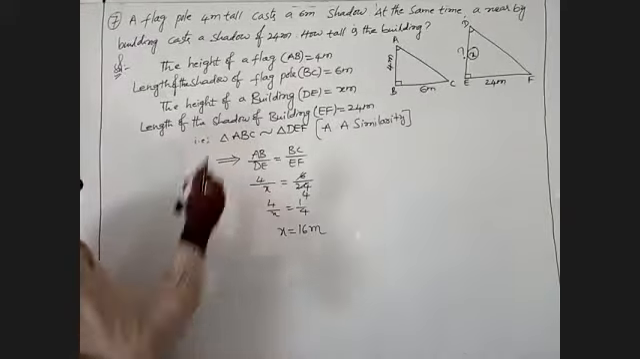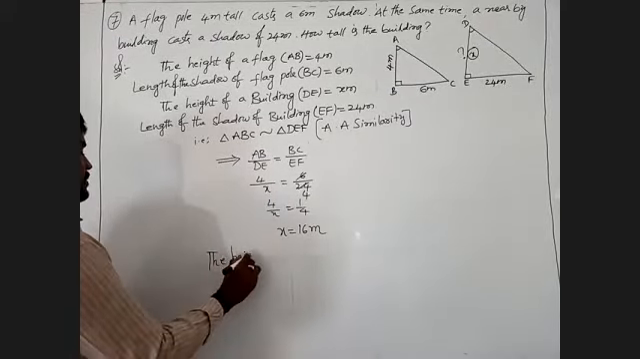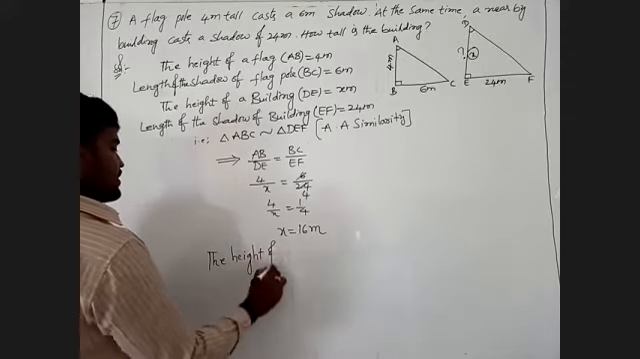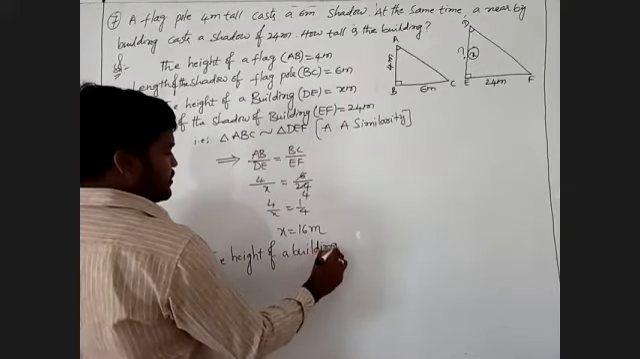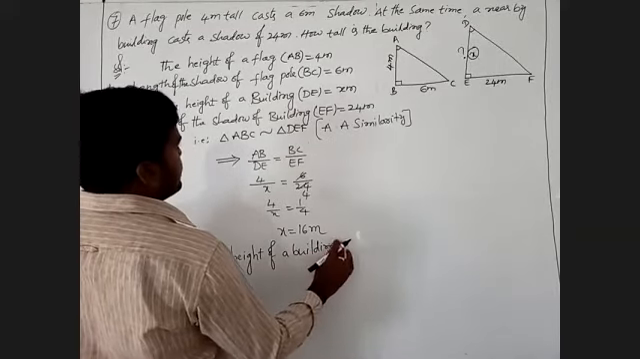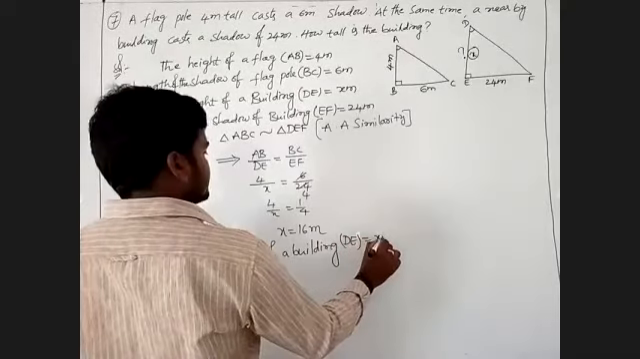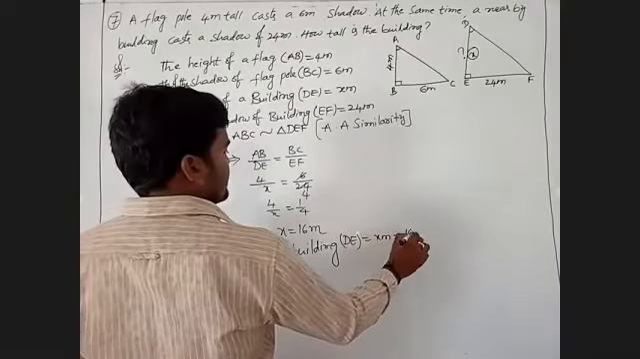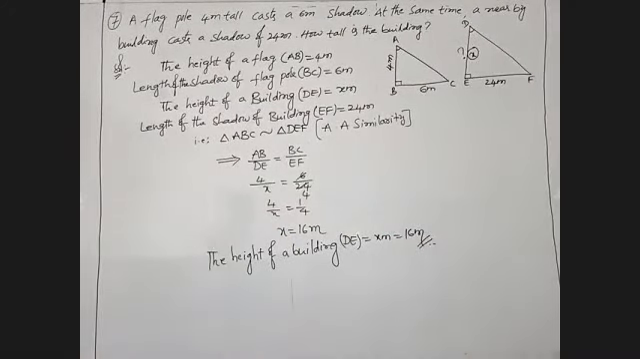What is the X of the given problem? The height of a building. The height of a building is nothing but DE. DE is nothing but X meters, and X is nothing but 16 meters. This is most important for a 2 marks question.